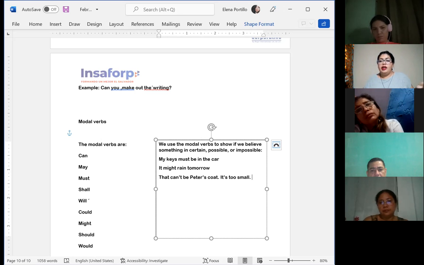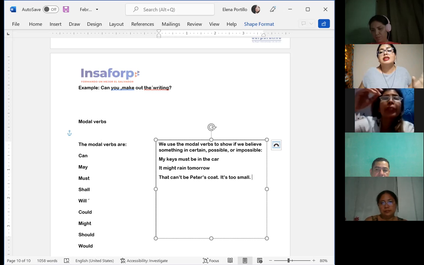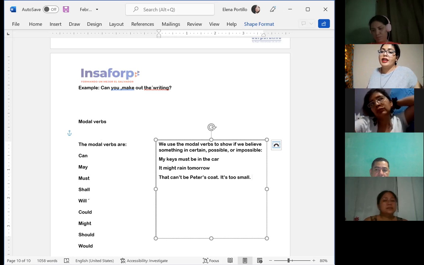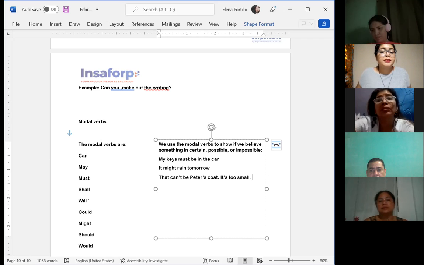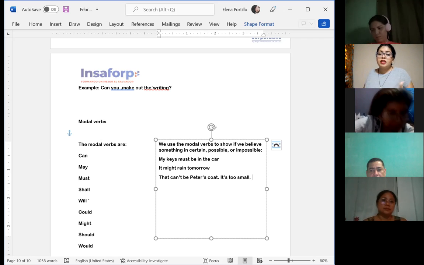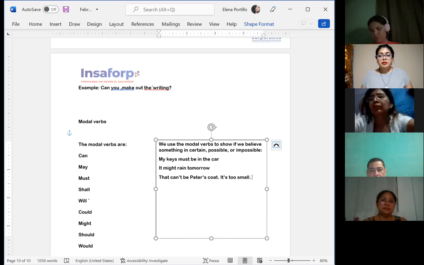My kids must be in the car. I have lost my keys. I can't find my keys. Then I said, well, my keys must be in the car because it is the last place where I saw my keys. So it's certain that they are there. Then, possible: it might rain tomorrow, maybe it can be. It's possible that it rains tomorrow, but that is not a fact. Then, impossible: that can't be Peter's coat. It's too small.